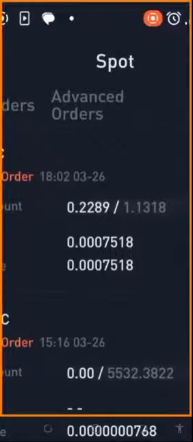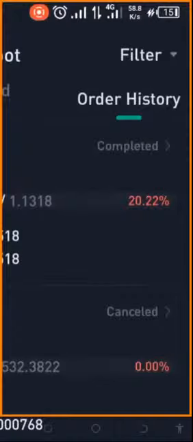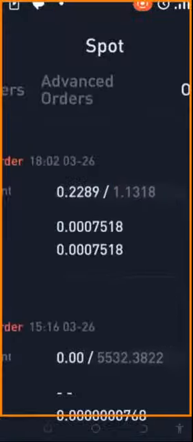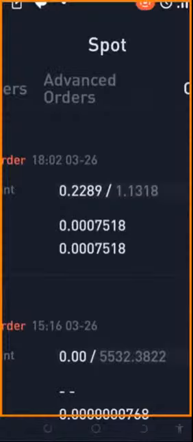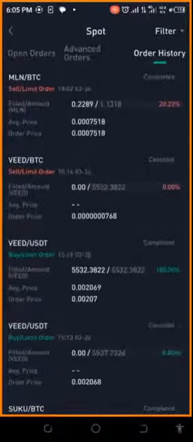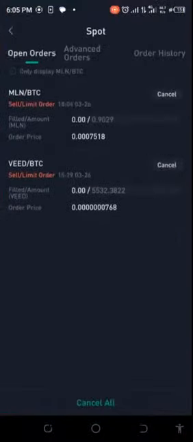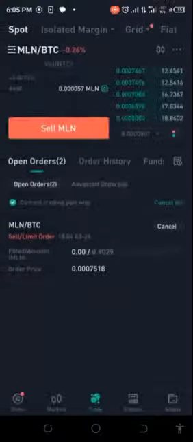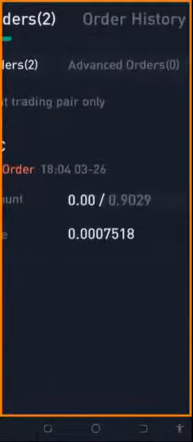Okay, so here it is again. That is exactly what happened. We had 0.2289 that we got out of this particular amount. So that's why what we were left with was 0.9. Okay, let's go back and see the open orders. So here we are, currently in the queue and trying to see whether we can get this sold.